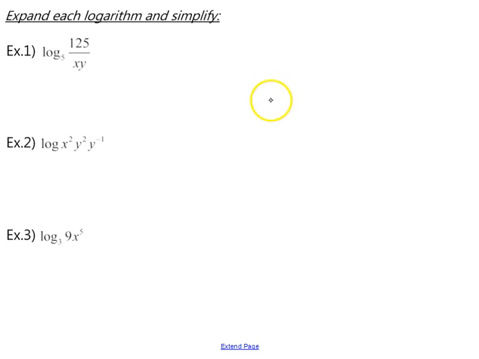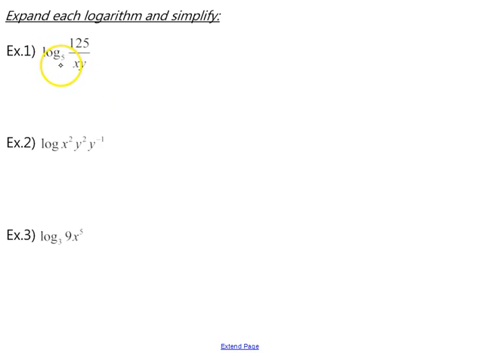Next, we're going to work out a few examples that are a little bit more complicated. Instead of using one property at a time, we're going to combine a few of the properties together. If you feel comfortable, I want you to go ahead and try these on your own and check back with me when you're finished. If not, you can stay with me and we'll work through these together. So let's take a look at example 1.